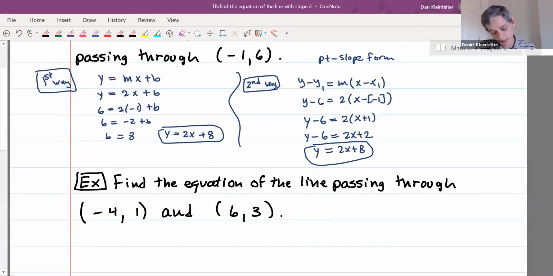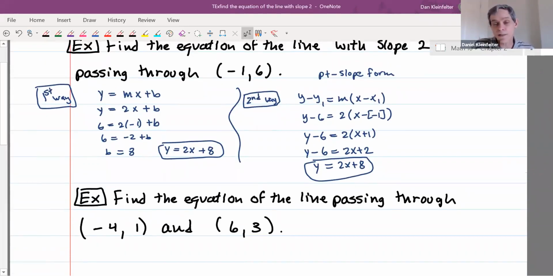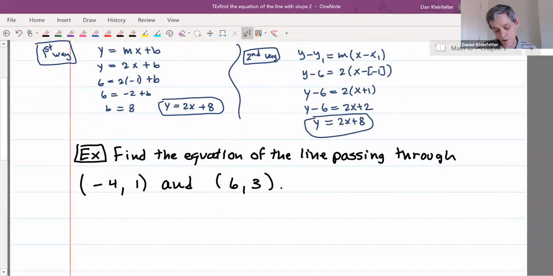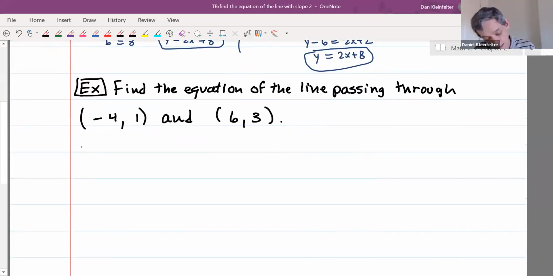Okay, so now we're going to try another example. In this one, it says find the equation of the line that passes through these 2 points. What's different on this example versus the one that we just did is that in the one that we just did, we were already told what the slope is. This one, the only thing that we have is what points the line passes through. So our first step will be just to calculate the slope. So let's start by getting the slope.